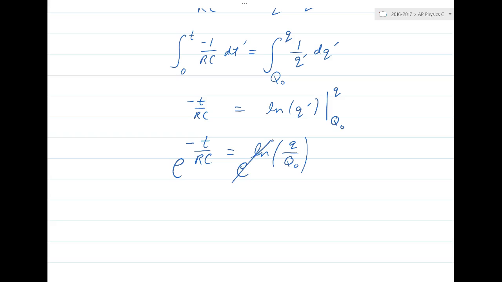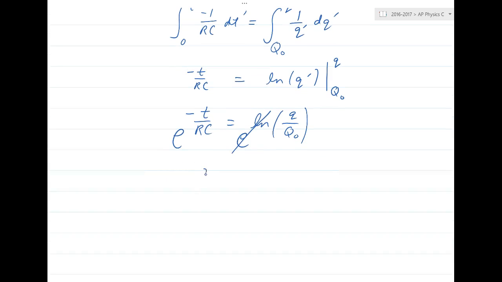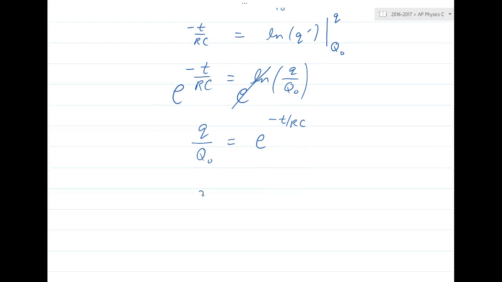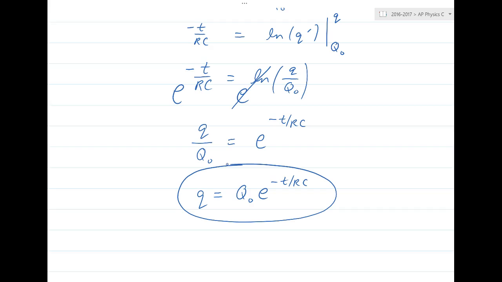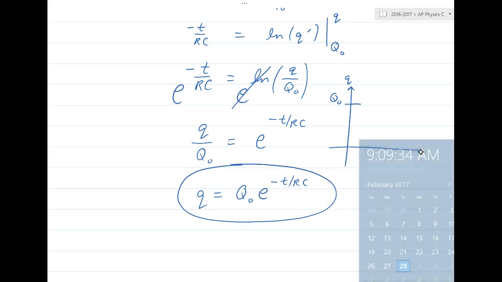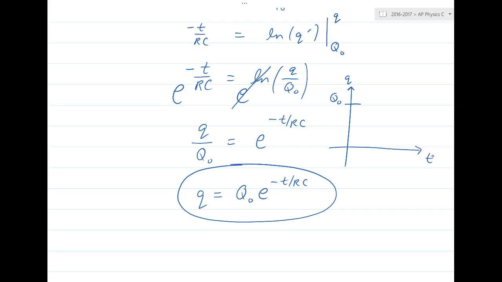We exponentiate each side, and we get a very simple expression that q over Q naught is e to the minus t over RC. So we just multiply by Q naught on each side, and we get our expression for q as a function of time. And that matches very nicely with what we wrote, that if this is Q naught and q as a function of time, that it would decrease exponentially. And at RC, you'd have basically Q naught over e.